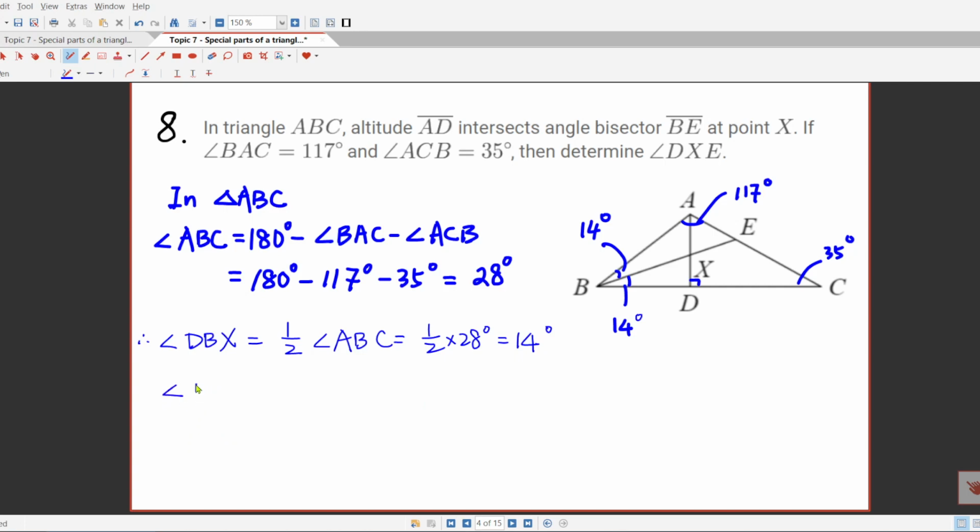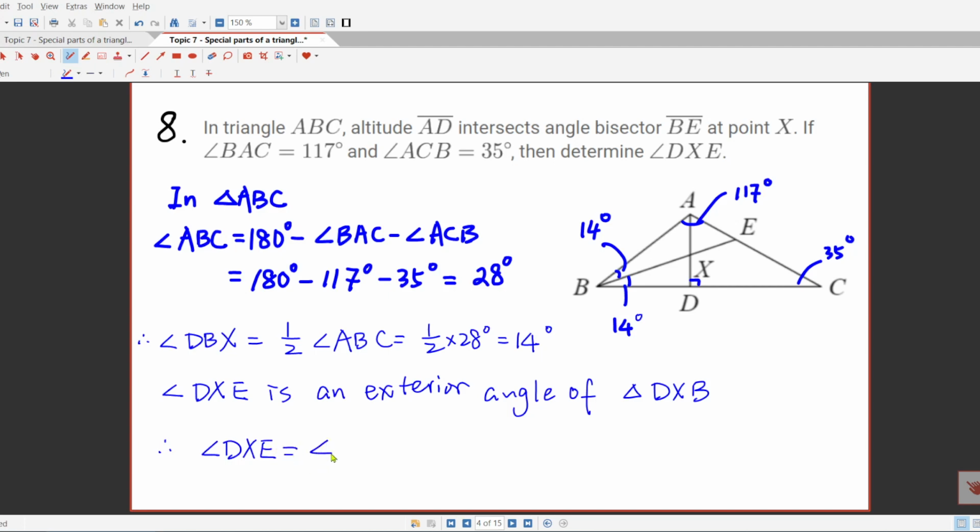And we also know angle DXE is an exterior angle of triangle DXB, right? Therefore, we have angle DXE equals angle DBX plus angle XDB, which equals 14 degrees plus 90 degrees, which is 104 degrees exactly, right? Any questions?